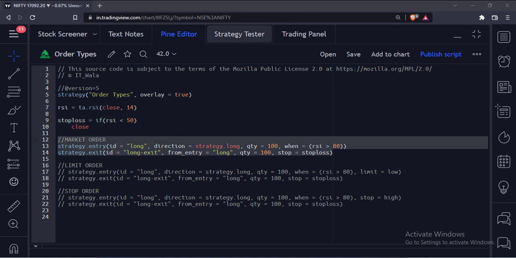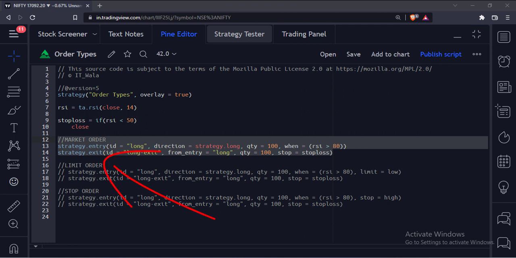Let's see the market order, which is the default order type. Here we have used the strategy.entry function. The first argument is the ID of the entry. The second argument is the direction of the trade, here we are going to take a long trade. The third argument is the number of stocks to trade. And the last argument is the condition on which we want to execute a trade. We execute a trade when the RSI is above 80 levels.